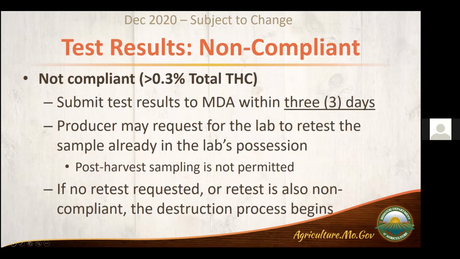On the other side of the coin, if the test shows that the crop is non-compliant, sometimes referred to as a hot crop, the producer must act a bit quicker. They now have 3 business days to submit their test results to the department.